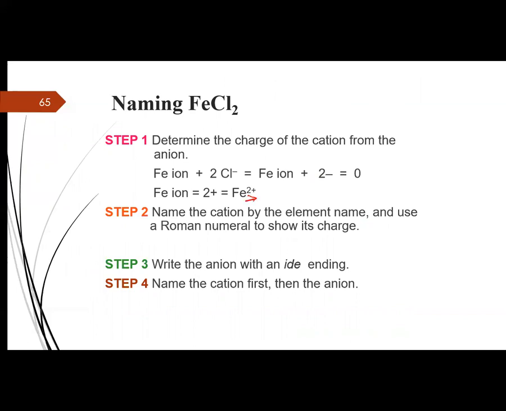Now you can see this because one of those iron ions balanced out 2 of those chlorine ions, and each chlorine was a -1. So we know that iron is 2+. So we want to go through and name that, showing that it's the 2+ state, iron 2. We then write the anion, in this case chloride. And so when we put all those together, we get iron 2 chloride.